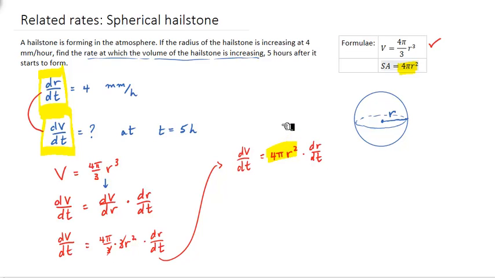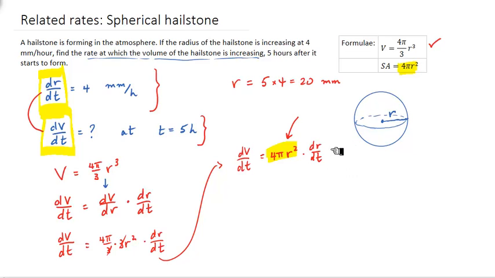Okay, so we're trying to find the value of dV by dt at t equals 5. So let's see if we know all the things we need to substitute in. We're going to need to know the value of r. Do we know the value of r? Well, not exactly, but we do know that the radius has been increasing at 4 millimeters per hour, and we know that 5 hours have passed. So that means that the radius must be 5 times 4 equals 20 millimeters at the moment in time that we're looking at the problem.